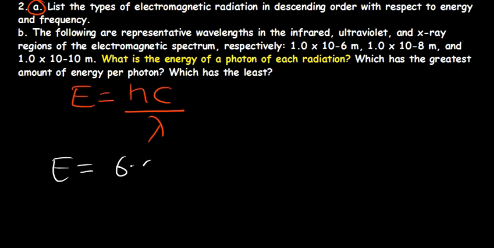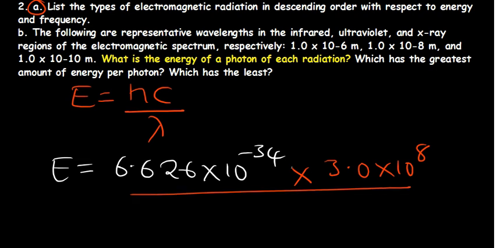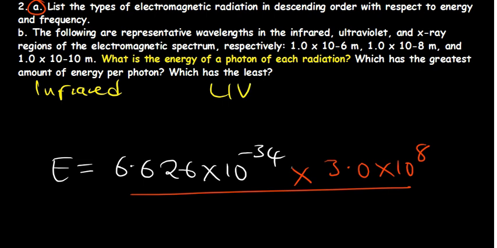Our Planck's constant is 6.626 times 10 to the power negative 34, with units of joule second. The unit of frequency is second to the negative one, that's a hertz. Multiply by the speed of light, approximately 3.0 times 10 to the power 8, and divide by the wavelength. To save on space, we'll write the answers for infrared, UV, and X-ray by just plugging in the wavelength values.